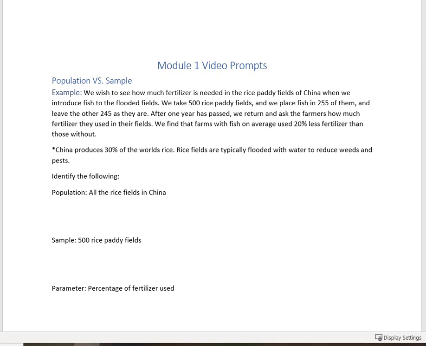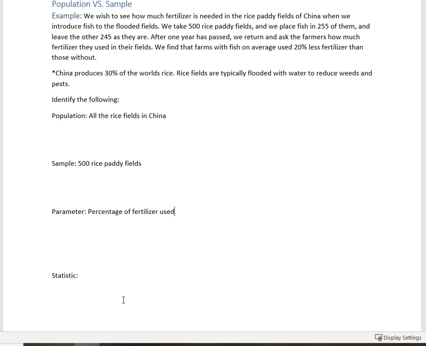Now, the statistic is what did we actually see when we did measure? So when we did measure this, the statistic we found is that farms with fish used 20% less fertilizer. So specifically, the statistic here would be that 20%, or in this case, negative 20%.